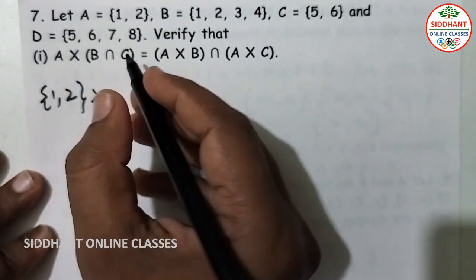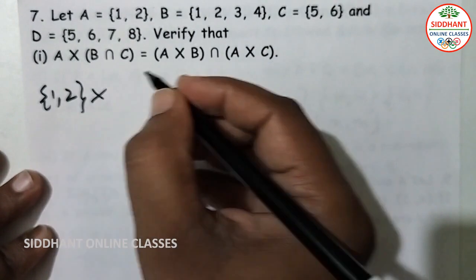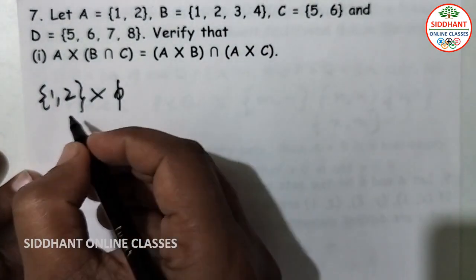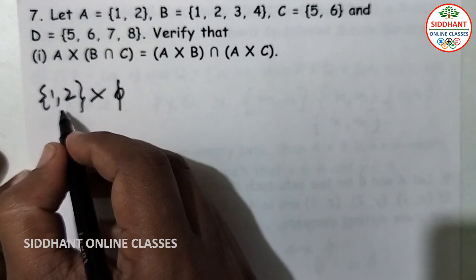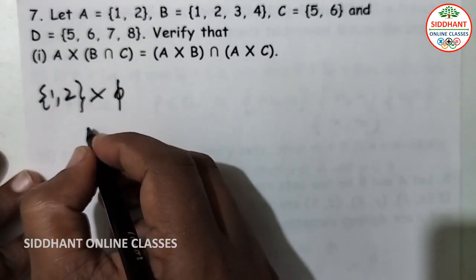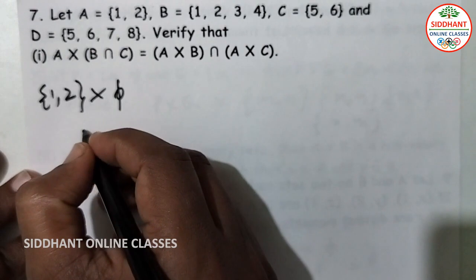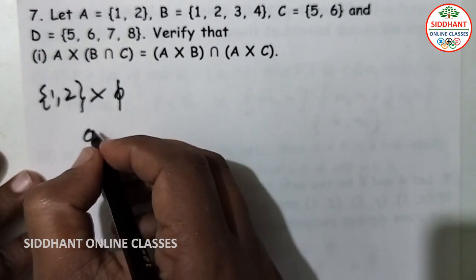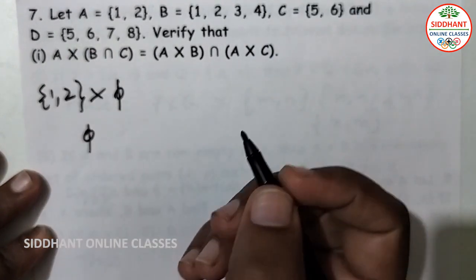Now B cross C. So B cross C, there are no elements common, so it is a null. So now A set and null, when you are going to see here, we are going to get a null here.